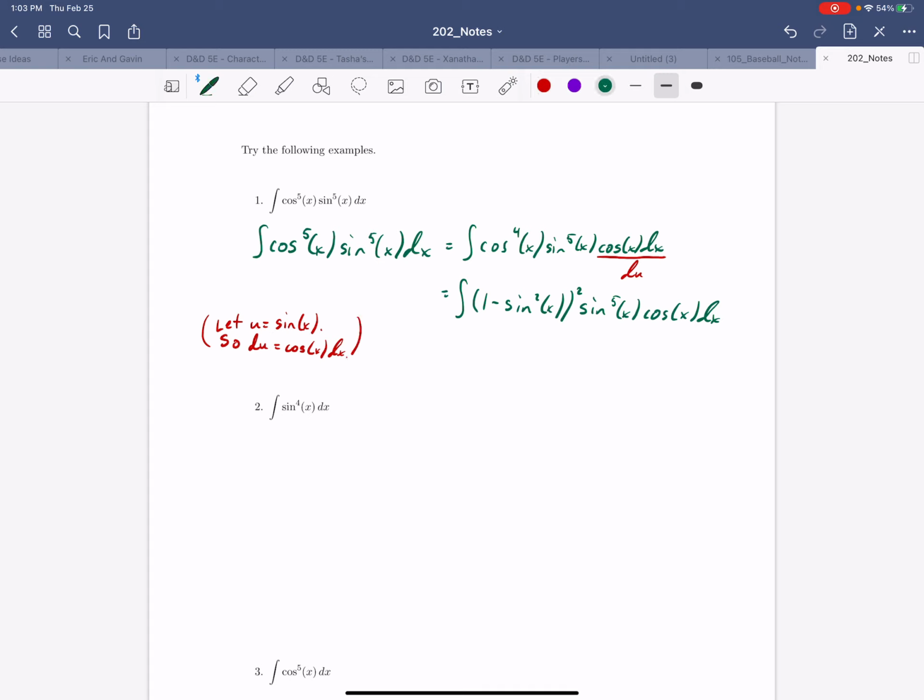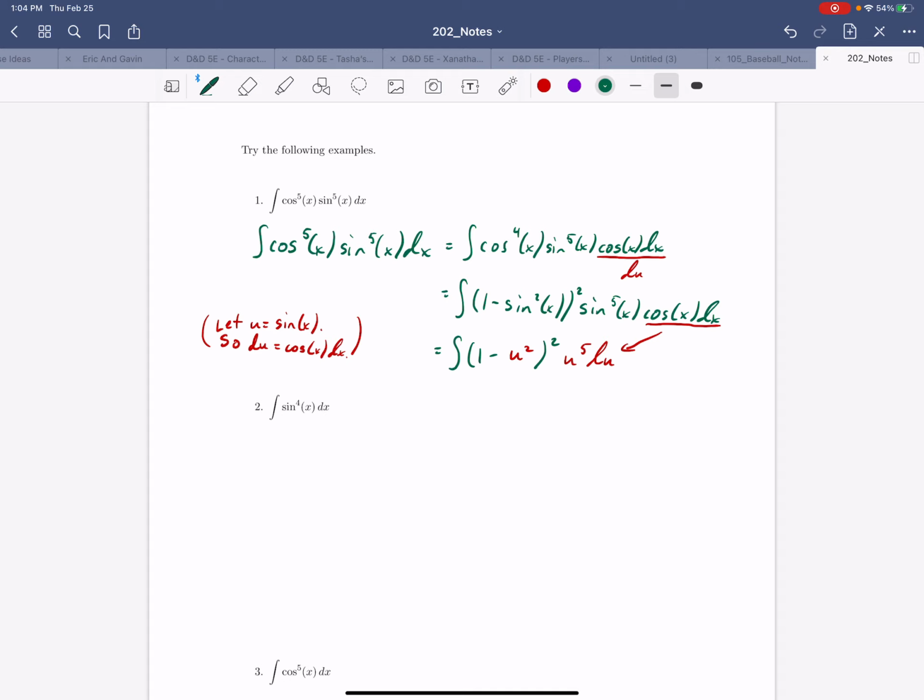All right, and now that's going to give us the integral of 1 minus, just to emphasize, u squared, squared, times u to the fifth du. Right, again, here's our du, just to emphasize. That all went right there. Okay. See how we don't have to worry about that negative because cosine is the derivative of sine? Very nice. Now, let's go ahead and multiply through.